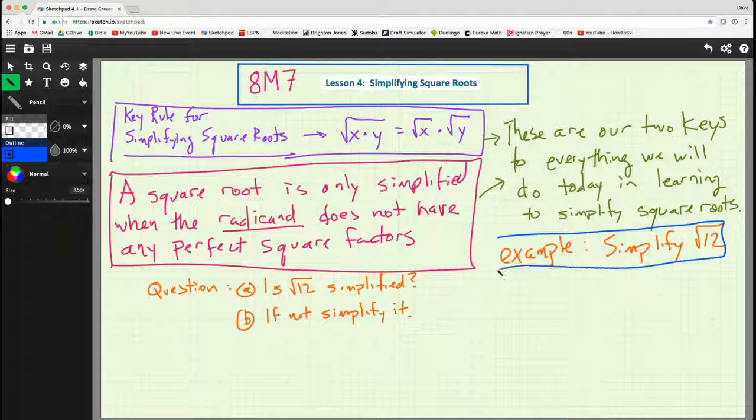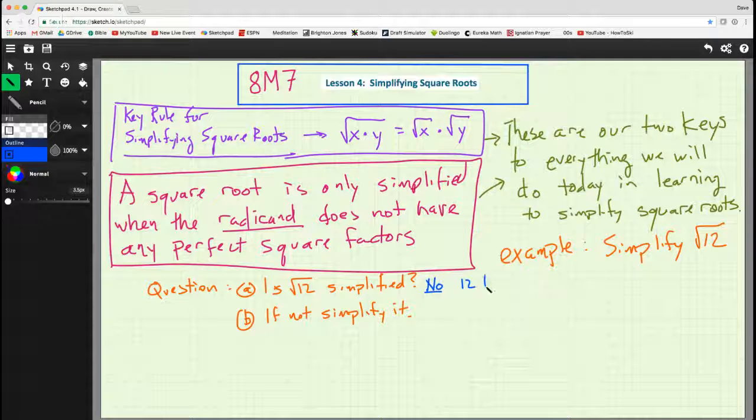So here's the problem. Simplify the square root of 12. Now the first question: is it simplified? Because if it's simplified, then we're done. Is the square root of 12 simplified? And the answer is no, it is not simplified. And why is it not simplified? Well, the reason is it has 12. I'll just use the number.